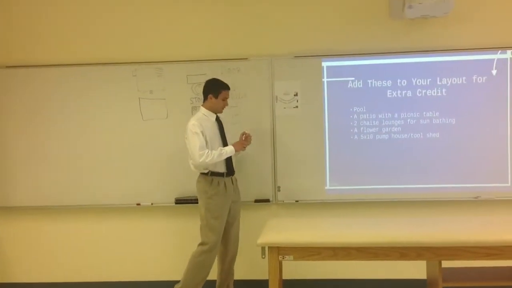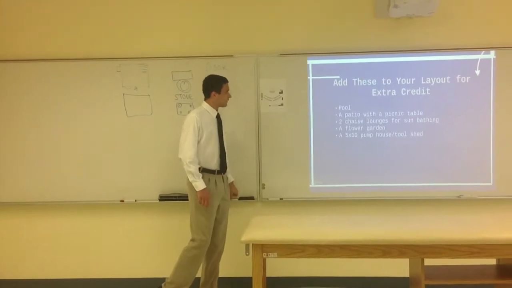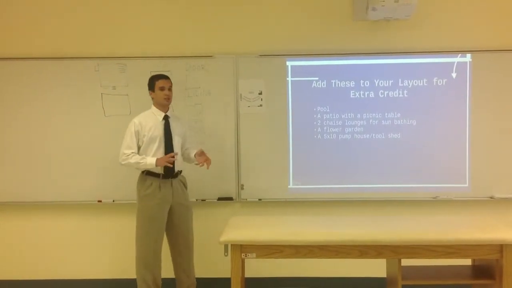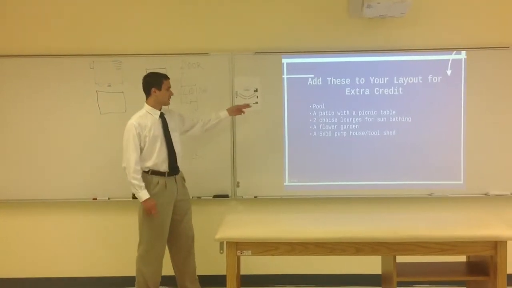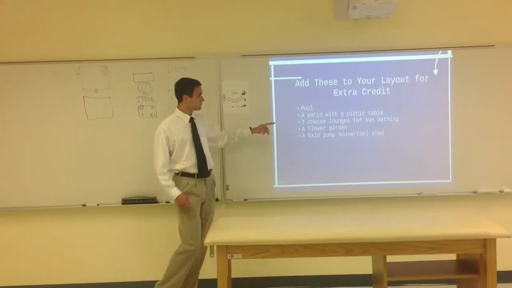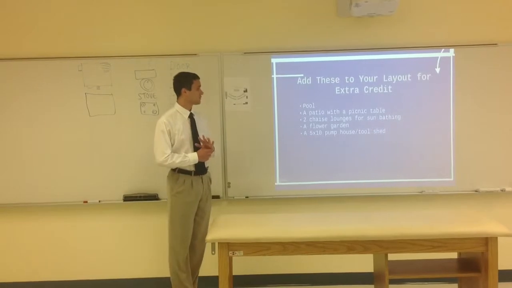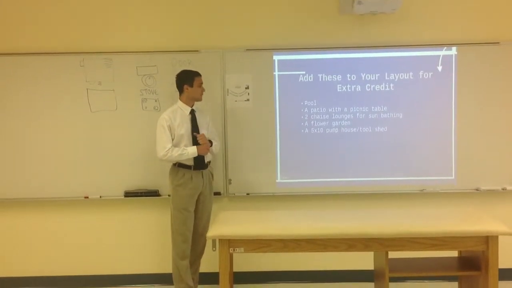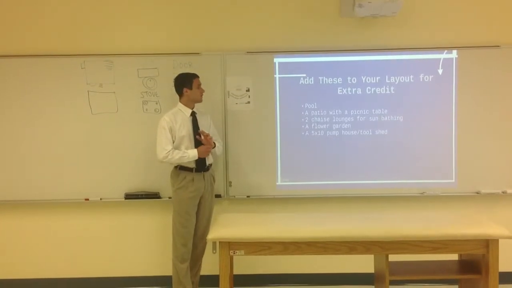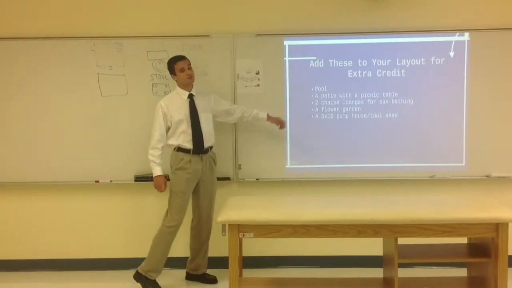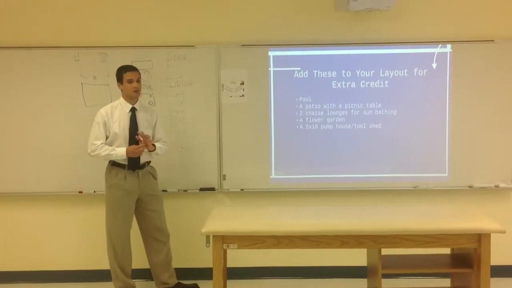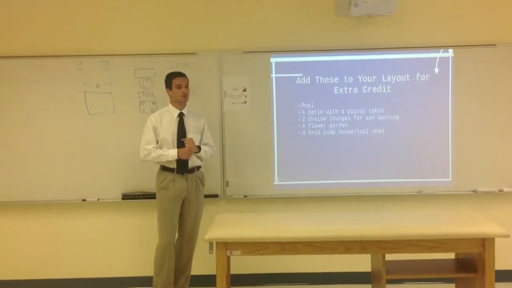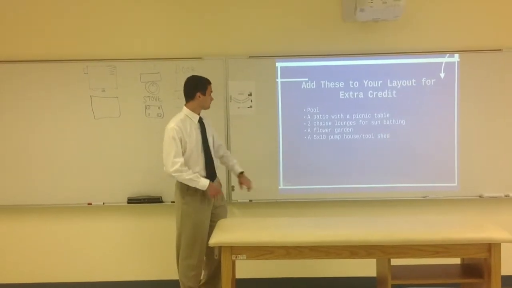Alright? If you want to add a pool, you can, and it can be any shape, any size. A patio with a picnic table, 2 lounge chairs for sunbathing, a flower garden, and a 5x10 pump house pool shed. If you add any of these, those will be for extra credit. If you need any help with them, you can let me know. I'll be walking around the classroom and I can help you draw any of them if you need help.